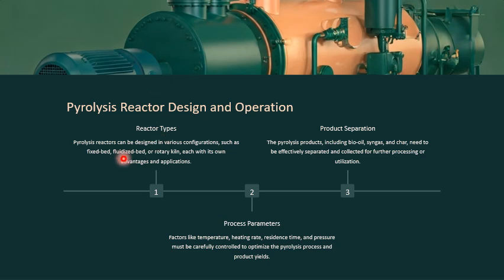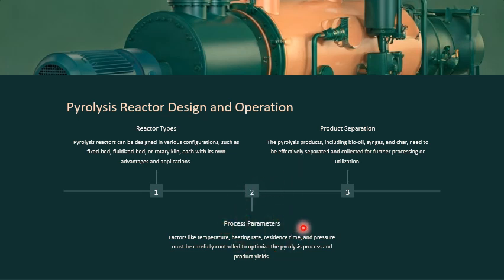So we have the reactor types. Pyrolysis reactors can be designed in various configurations, such as the fixed bed, the fluidized bed, or the rotary kiln, each with its own advantages and its application. So the fixed bed, the bed is fixed. The fluidized bed, the bed is in a fluid state, and the rotary kiln, the kiln is rotating. Yes, and all of these systems have their own advantages and applications.